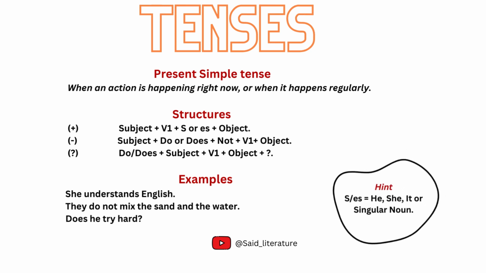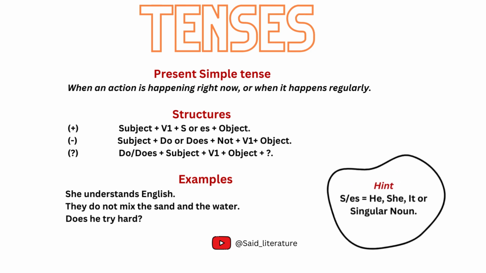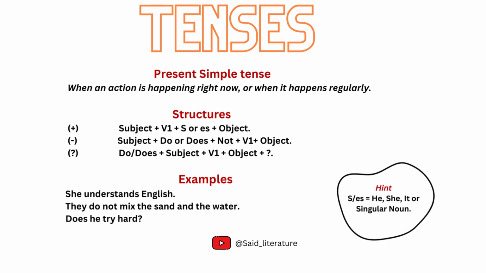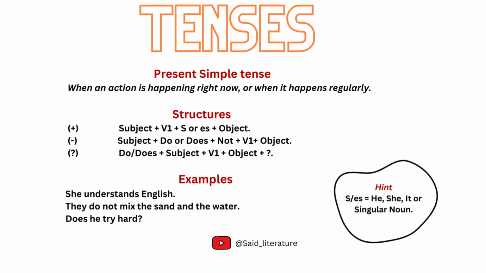Interrogative, do or does plus subject plus first form of verb plus object plus question mark. For example, she understands English. They do not mix the sand and the water. Does he try hard? Note, there is a hint in this tense. S or es will be added when subject is he, she, it, or singular noun.